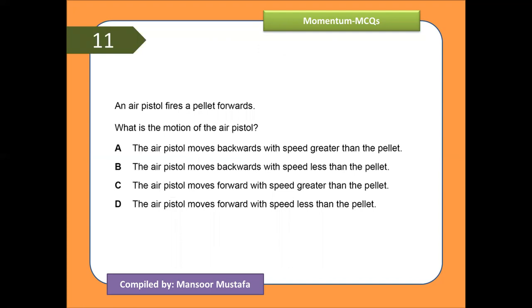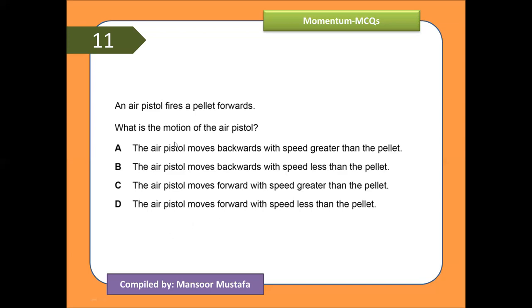Now next question. An air pistol fires a pellet forwards. What is the motion of the air pistol? Now, if you look at the statement of the law of conservation of momentum, according to that statement, total momentum before collision remains same as total momentum after collision. But that doesn't mean कि ऑब्जेक्ट की जो स्पीड होती है वो भी सेम रहेगी. That will depend कि if object is having a less mass, तो इसका मतलब ये होगा कि उसकी speed greater होगी than the object which is having the larger mass. Only then we'll have the same momentum.